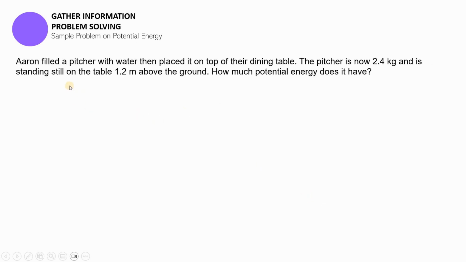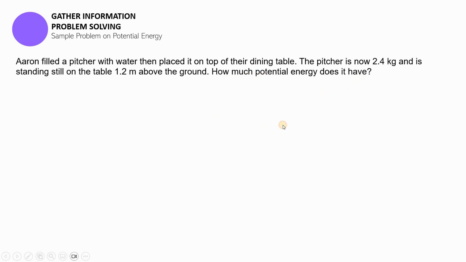In this sample problem, we are going to have a guided problem solving, and our main focus here is to help you out in solving your own problem in the future, and by future, I mean later. Now, in this problem, it says that Aaron filled a pitcher with water, then placed it on top of their dining table. The pitcher is 2.4 kilograms and is standing still on the table 1.2 meters above the ground. How much potential energy does it have?